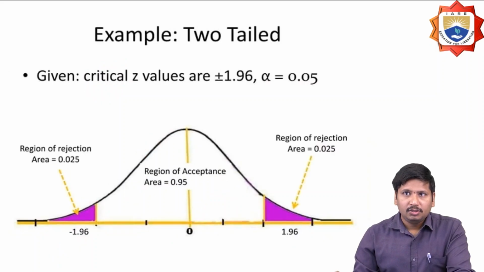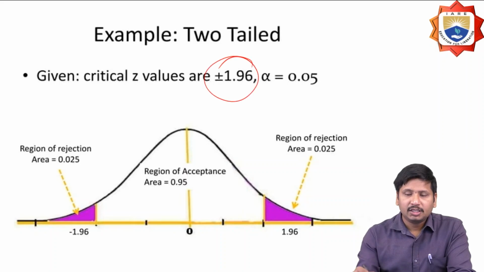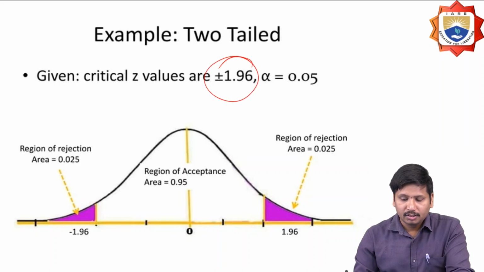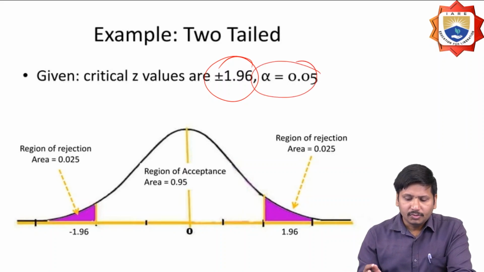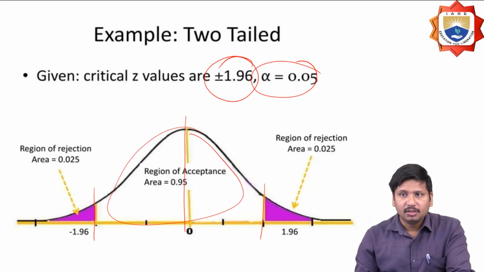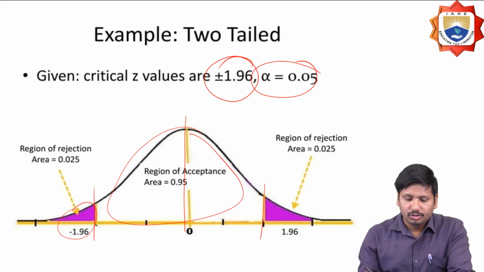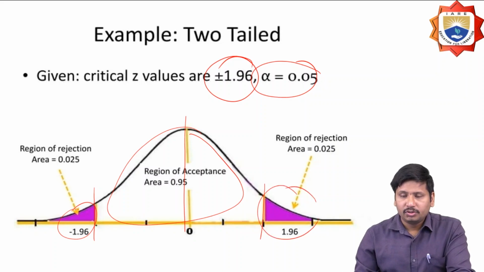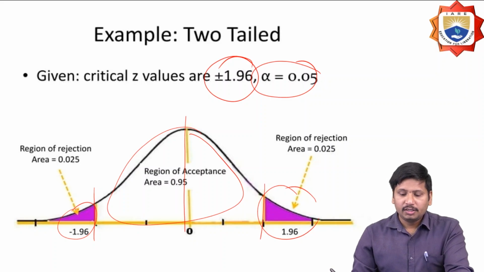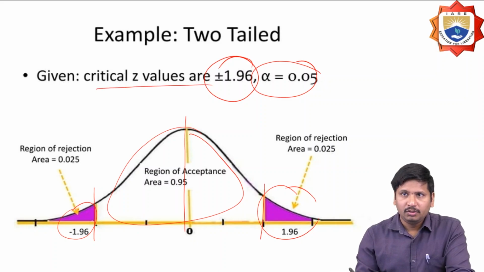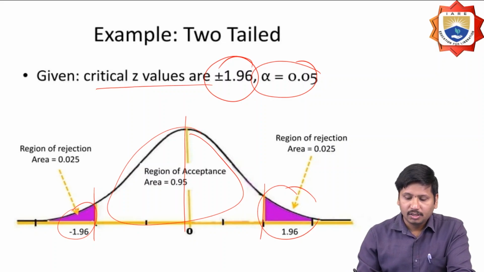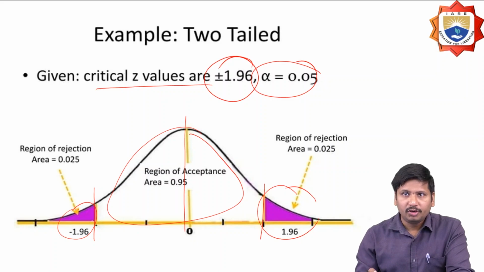Next, suppose the critical values lie between plus or minus 1.96, and the alpha value is 0.05. At that time, the region that lies between the left tail and the right tail is the region of acceptance, and this is the area of rejection, 0.025, and this is also 0.025. So in this case the critical values lie between minus 1.96 and plus 1.96. Based on this, we can perform the two-tailed test.